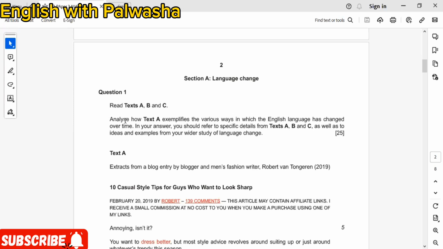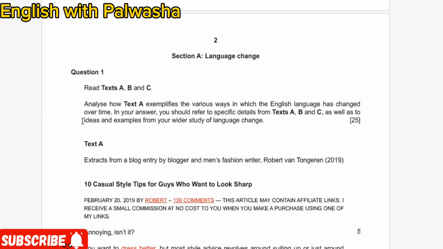So question number 1 is, I would want you to please read this question. Read text A, B, and C. Analyze how text A exemplifies the various ways in which the English language has changed over time. In your answer, you should refer to specific details from text A, B, and C, as well as to ideas and examples from your wider study of language change. All right, exactly. We need to do all these things.